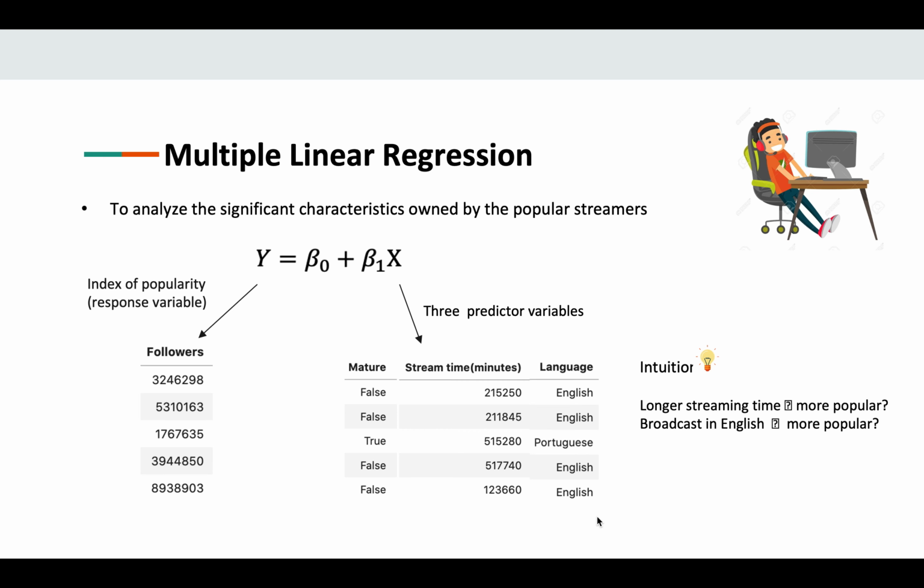For the predictor variables, we have three. They are maturity of the streamer, total streaming time in minutes, and language used when streaming. Intuitively, we may have some guesses. For example, longer streaming time is more likely to gain popularity. Also, English being a widely used international language, streaming in English has more advantage than others. With this assumption, we will employ the statistical method to test it.